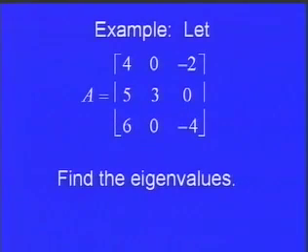Let's now look at a 3 by 3. Say that A is equal to 4, 0, negative 2 in the first row, 5, 3, 0 in the second, 6, 0, negative 4 in the third. Now find the eigenvalues. Remember what we did in the past? For the 2 by 2, we did the determinant of A minus lambda I. We're going to do the same thing here. It's just that the determinant of a 3 by 3 is slightly more complicated.